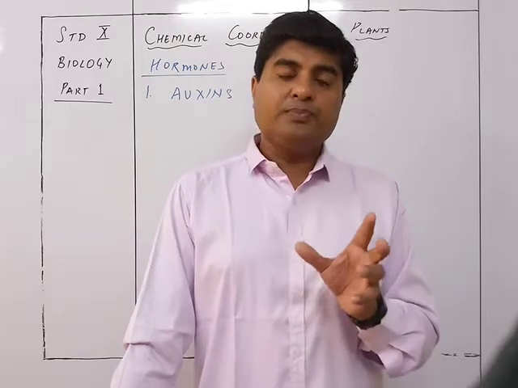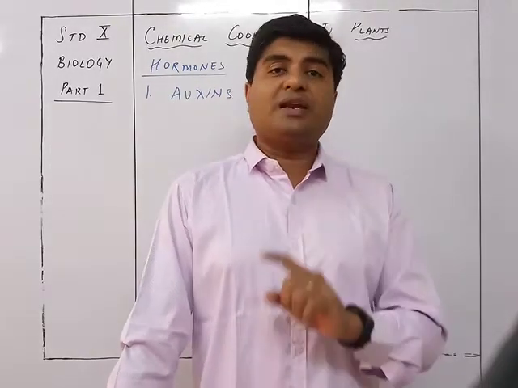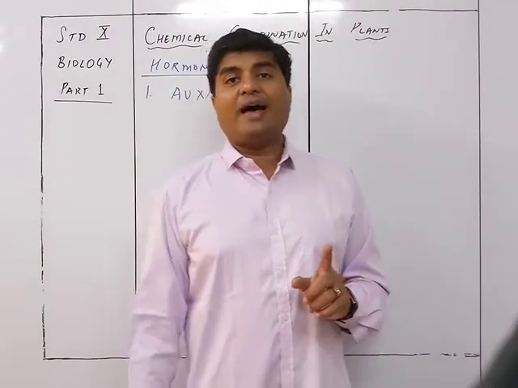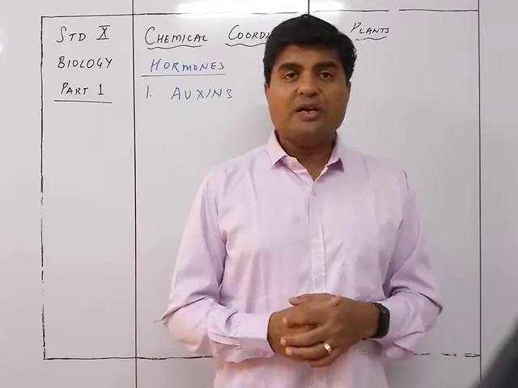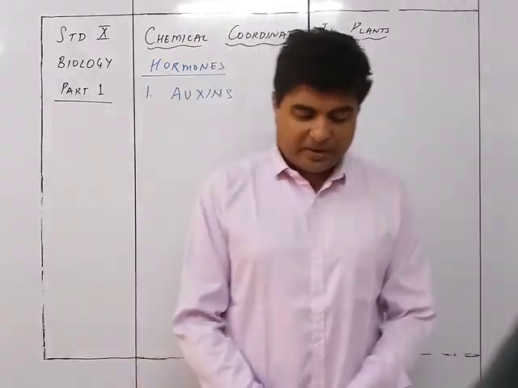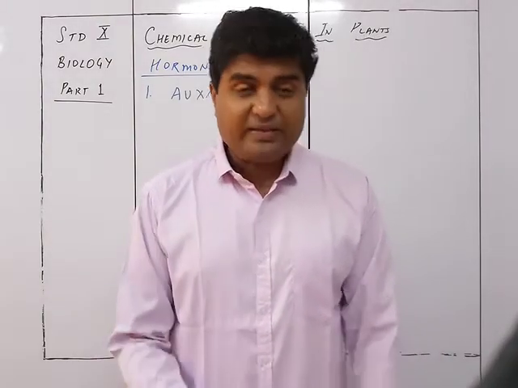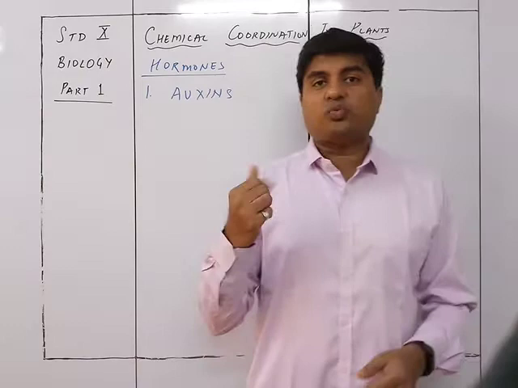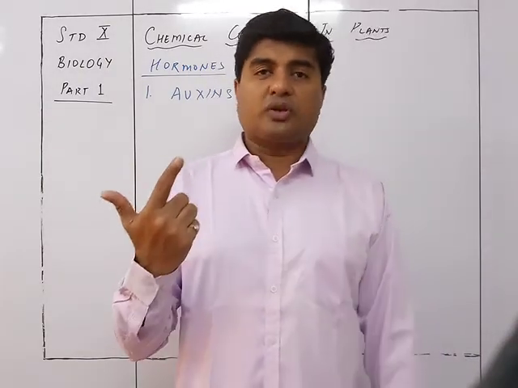This kind of a system, where the fruit is grown even without the fertilization of the seed, is called parthenocarpy. And such fruits are called parthenocarpic fruits, such as apple, banana, tomato, etc. Okay, so that is about parthenocarpy. So we see that auxins give you two things. One is apical dominance, and the second one is parthenocarpic fruit.